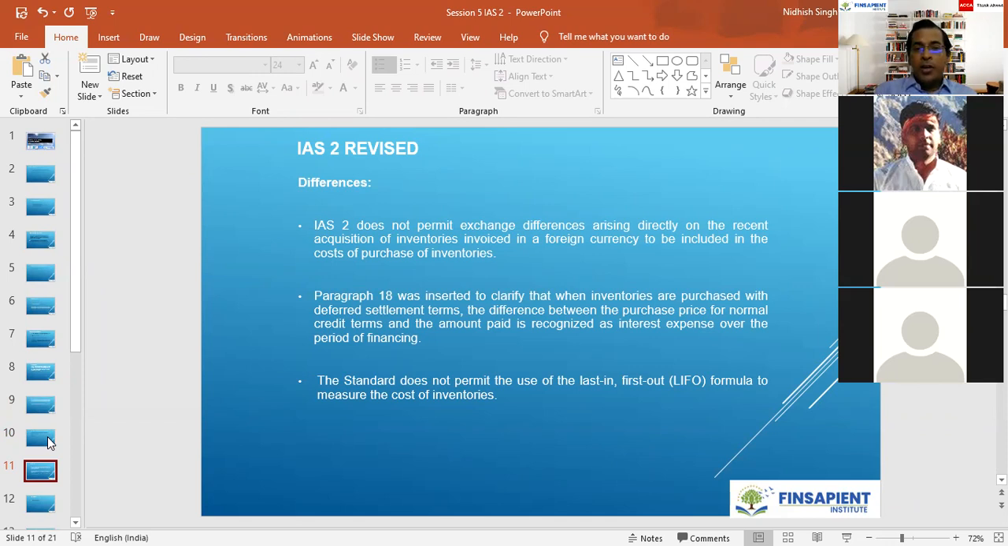IAS 2 does not permit exchange differences. So what are we talking about here? Imagine a situation that you are manufacturing something. Say you are manufacturing a plane, Boeing, and it requires devices from almost all over the world. There are various navigation devices, and it was brought to India, and the entire Boeing was manufactured, right?